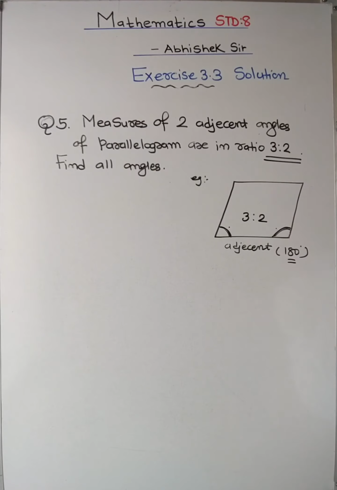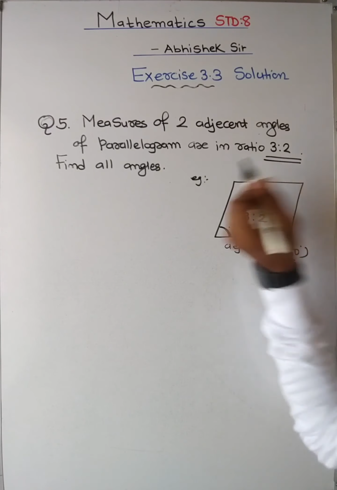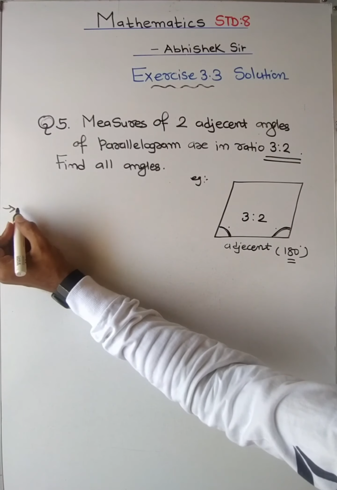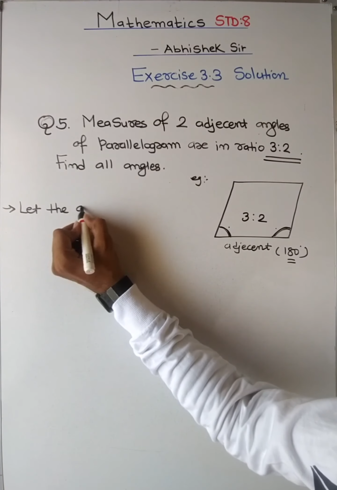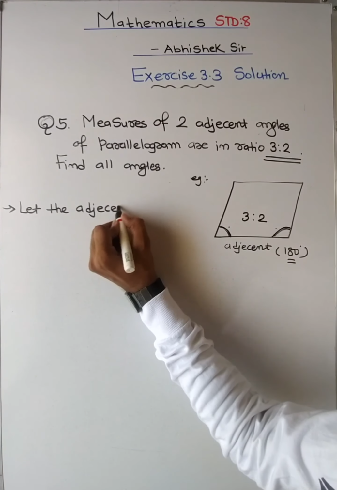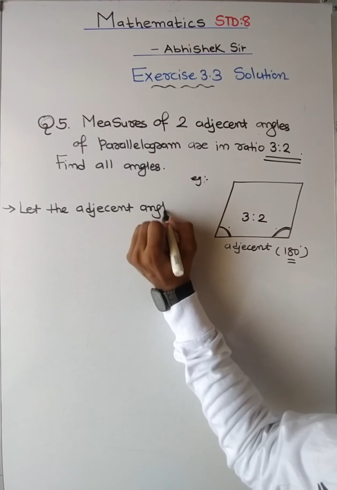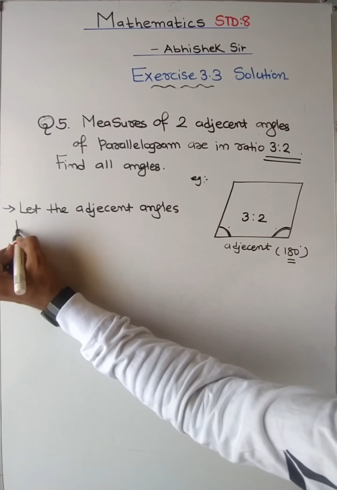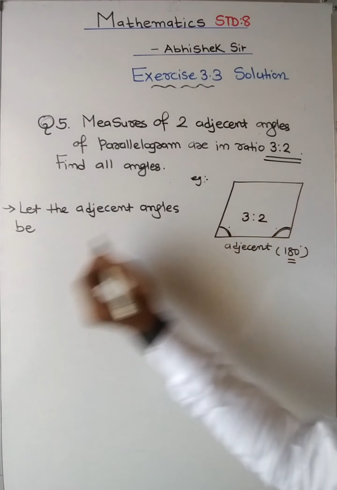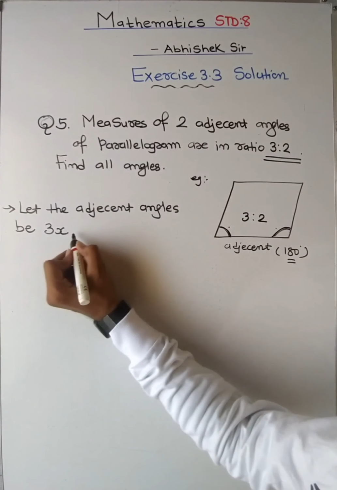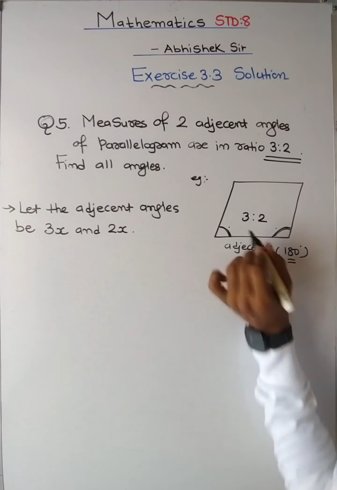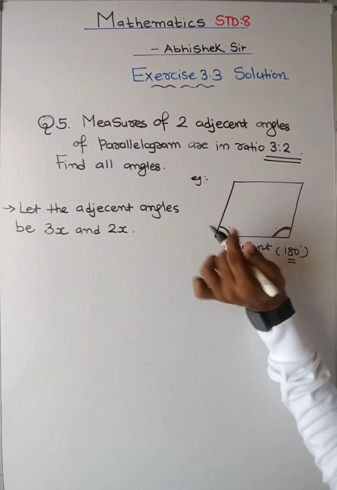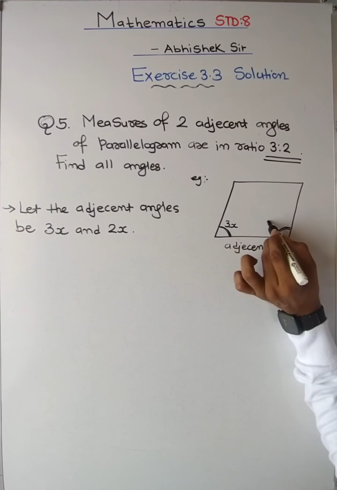So first of all, whenever there is a question of ratio, we will have to assume. So we will start with: let the adjacent angles be, if it is 3:2, we will assume 3x and 2x. Clear? So we have got our assumed angles 3x and 2x.